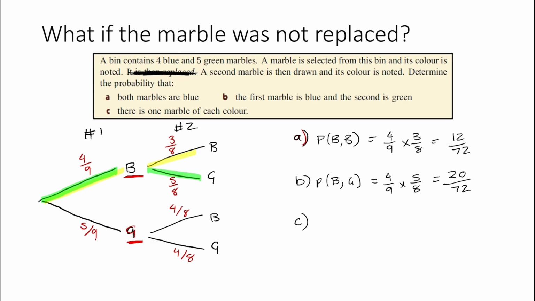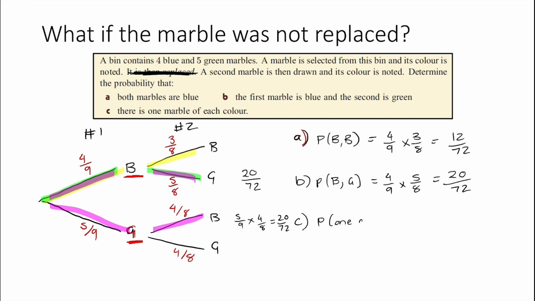Now, part C, we're looking at both of those branches. So there is 1 marble of each colour, so a blue and a green, or a green and a blue. So we're looking at these 2 branches here. So we need to factor those both in. We already know that the probability of this is 20 over 72. In this case, we're going to have 5 over 9 multiplied by 4 over 8, which gives me 20 over 72 as well.